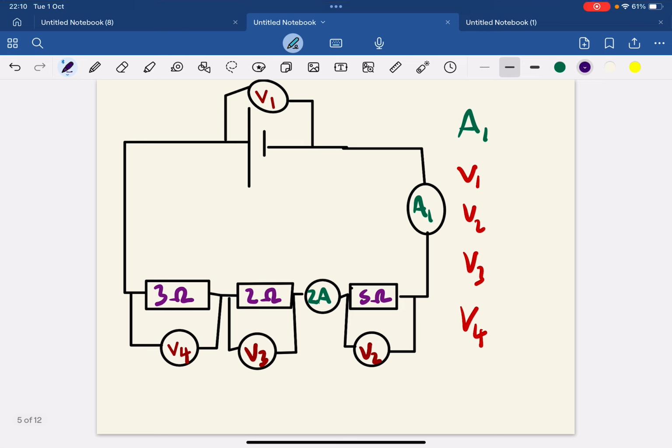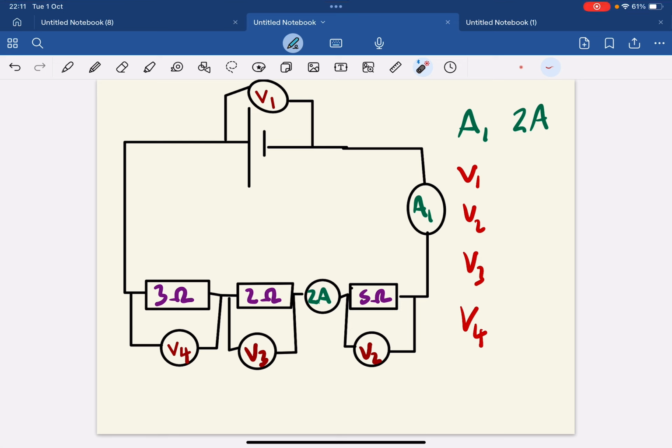So again, pause the video, see if you can crack on with this circuit, try and find A1, V1, V2, V3 and V4. Alright, so let's have a little look at this. We know it's a series circuit, so current remains the same, so A1 must be 2 amps because that ammeter there says it's 2 amps.